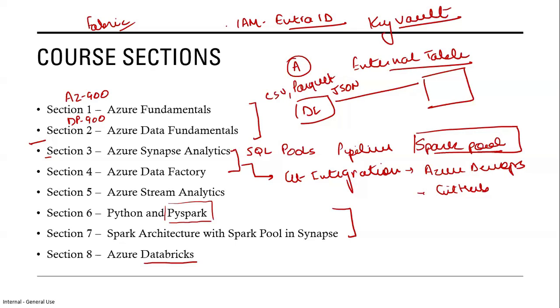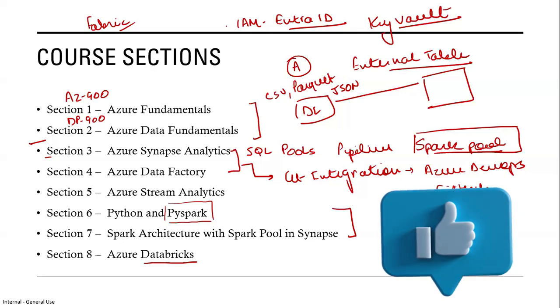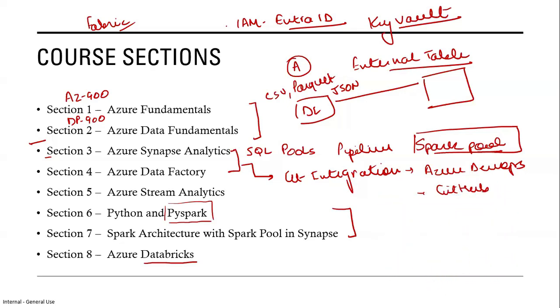So will we be ready to give DP 700 in that case after this course? See, after just this course, no. But after this course, with a considerable amount of self-learning, yes, because the topics themselves are different. We're talking about DP 700, right? So the topics themselves are pretty different.